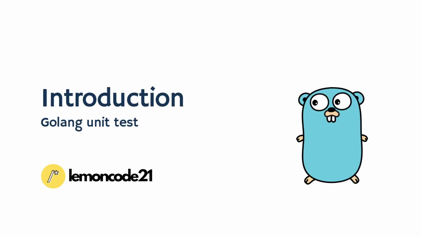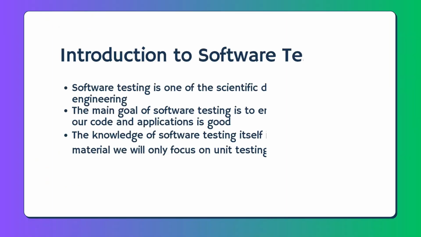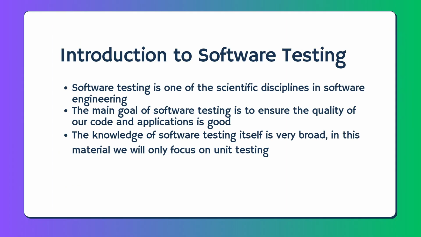Introduction to software testing. Software testing is one of the scientific disciplines in software engineering. The main goal of software testing is to ensure the quality of our code and applications is good. The knowledge of software testing itself is very broad. In this material, we will only focus on unit testing.